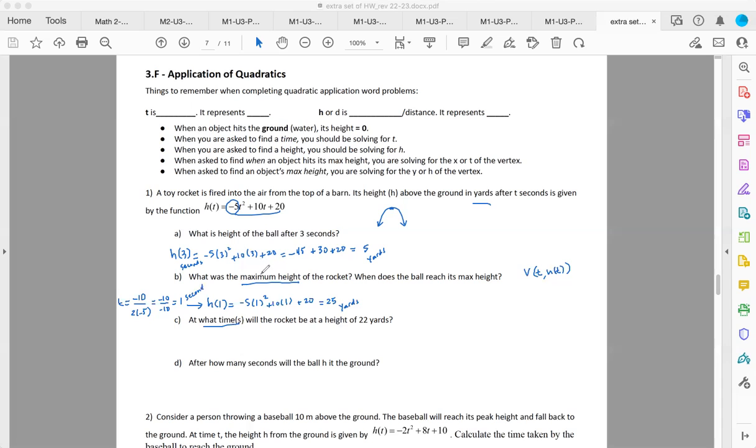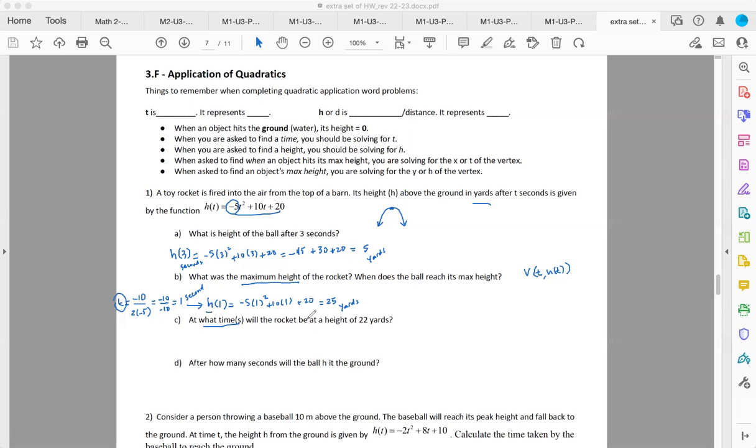At what time, they're asking for a time. Remember, in our unit, and normally up to this point in Math 1 and Math 2, basically, all you've done is x and y, or t and f of t, right? So you have two variables, and normally you're given one and asked to find the other. Here, they're asking you at what time. They're asking you for t. If they ask you for t, they need to give you h, the height.